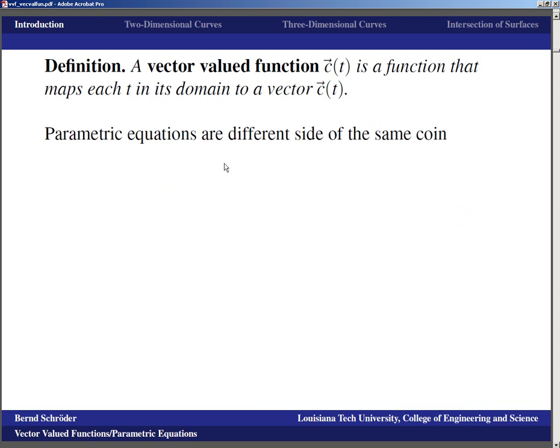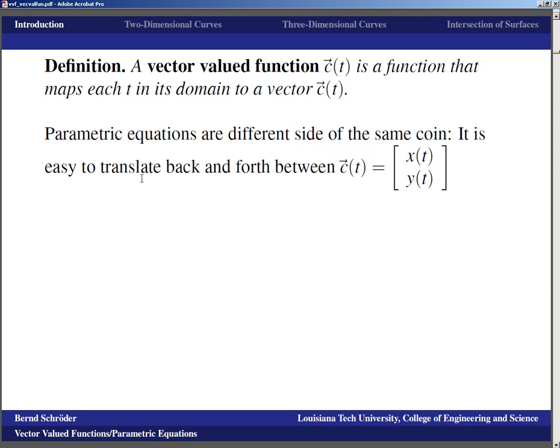And so that also means that parametric equations are just a different side of the same coin, namely, it is very easy to translate back and forth between c of t being x of t, y of t, and a set of equations x of t equals whatever x of t is, and y of t equals whatever y of t is, which is another way in which vector-valued functions are often presented, and in that case people talk about these things as the parametric equations. And certainly we can also do that with a set of 3 parametric equations, in which case we would have a vector-valued function in 3-dimensional space.